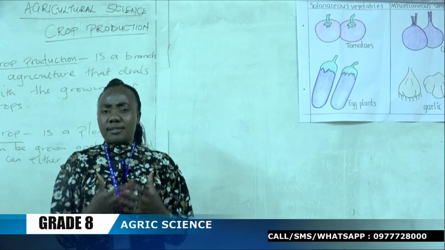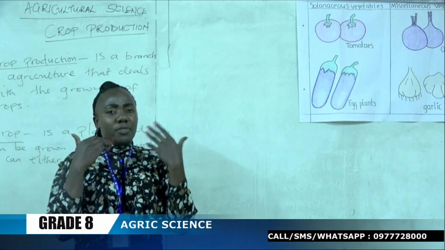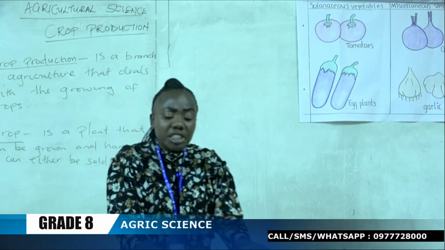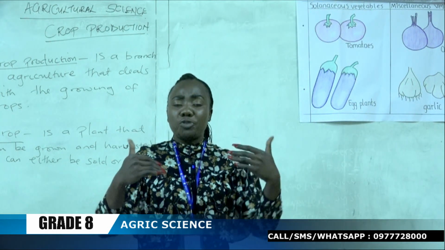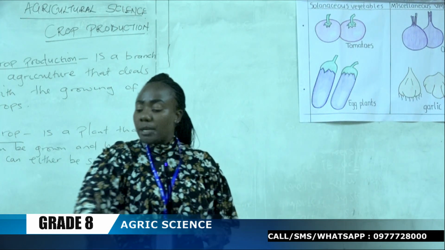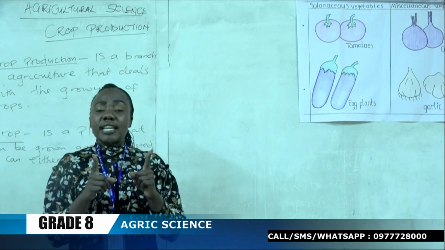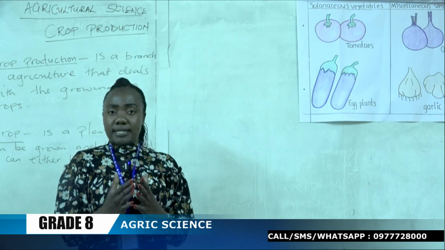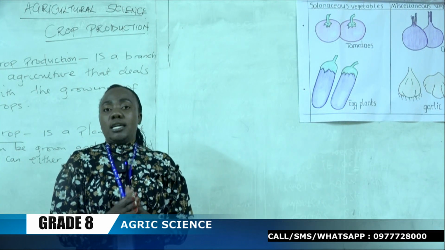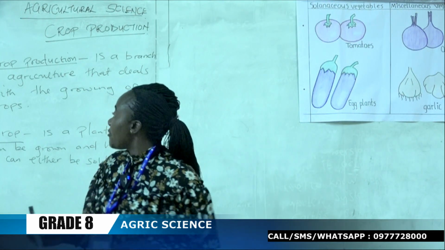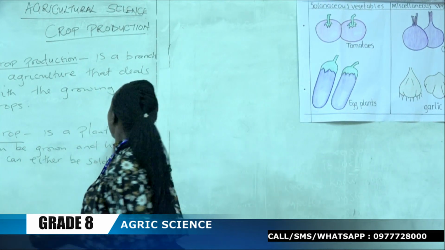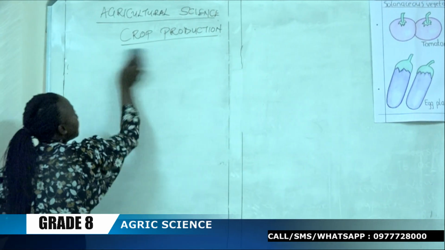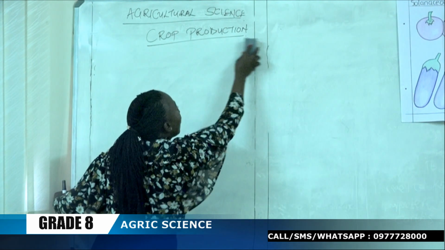But what factors will make a site suitable for growing these vegetables? Before you grow these vegetables, there are factors that you need to follow. So what are these factors that will make a site suitable for growing vegetables? Let's look at the factors. Hope you are with me.